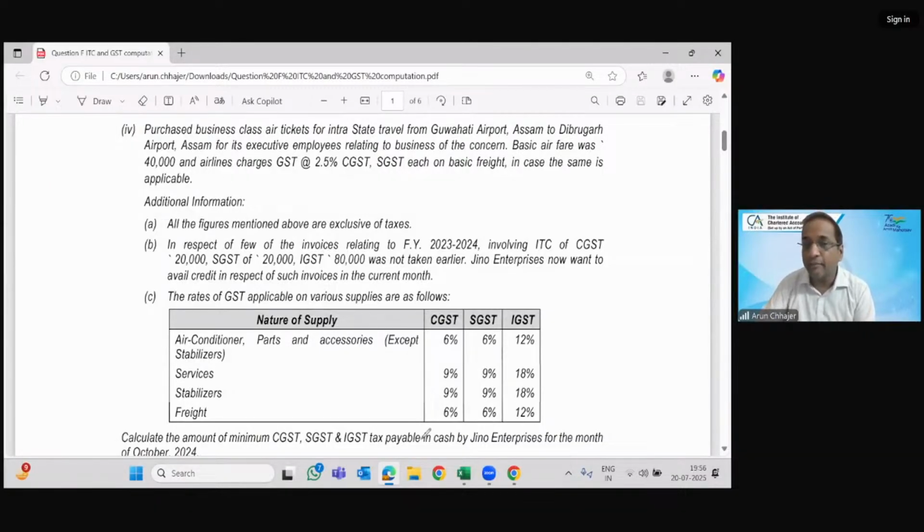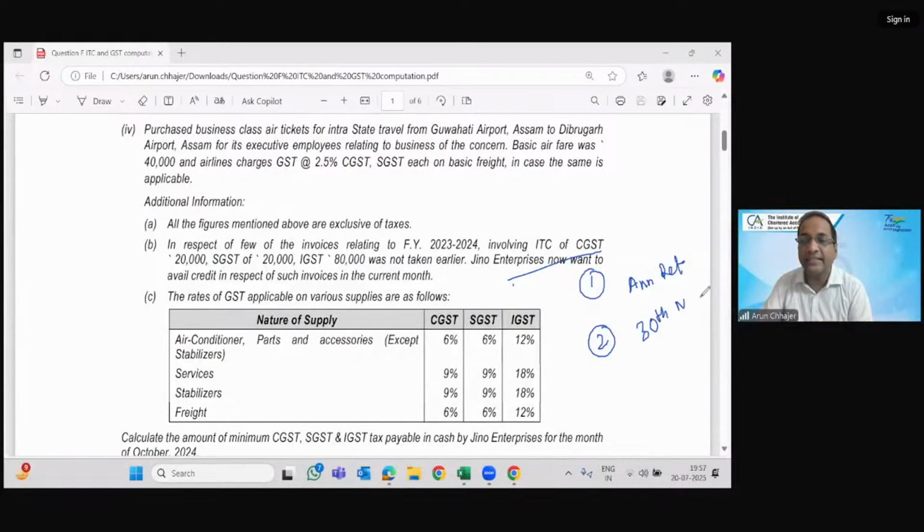क्या assumption है? मैंने यहाँ पे दो assumption लिया है. पहला assumption ये लिया है कि I am assuming the annual return is not filed. Second assumption I am taking, the GST return for the month of October is being furnished by 30th November. Then only the ITC would be available. Is that clear?